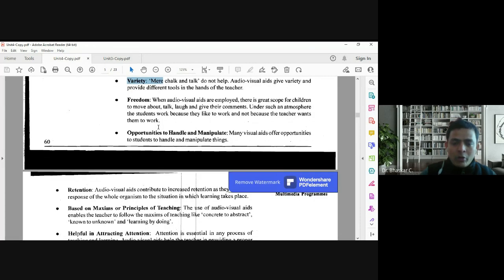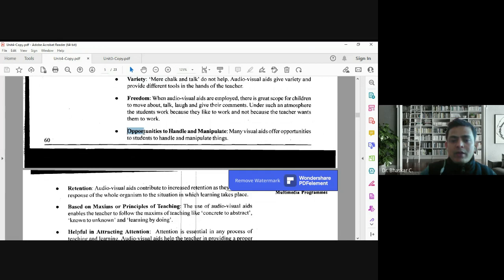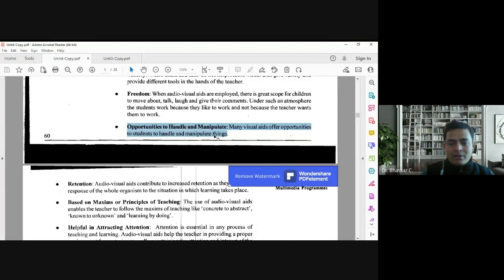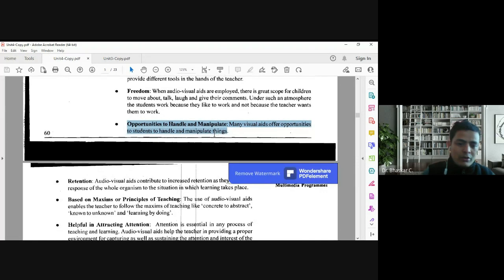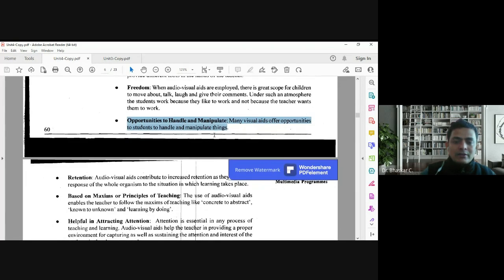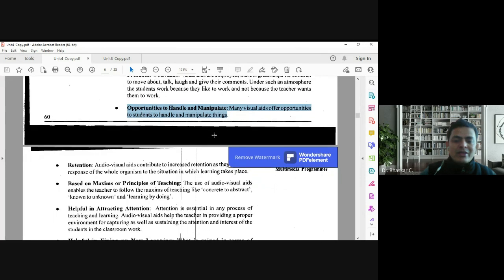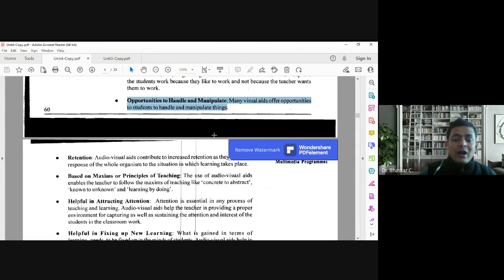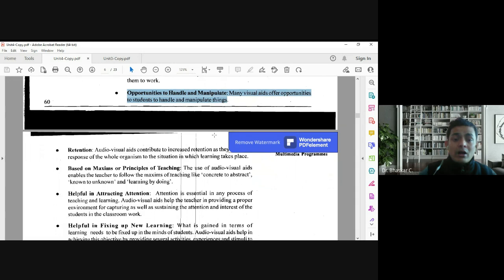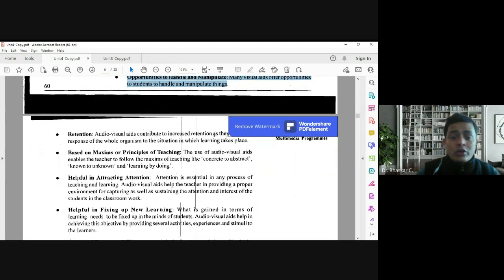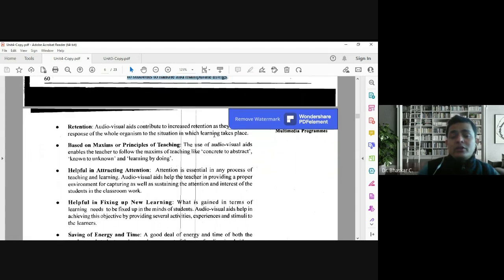Another important point is opportunities to handle and manipulate. Sometimes it is necessary to handle the apparatuses, so this is talking about that point. Another important feature is retention. Then what is retention? Retention is basically how much time they are engaged, they are retained towards your teaching and learning. This is the meaning of retention.